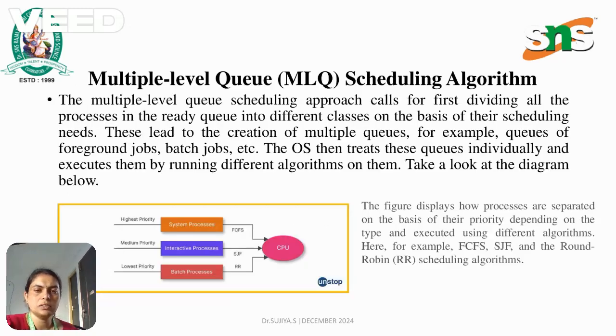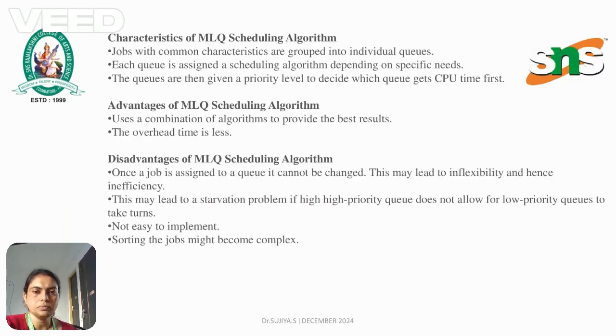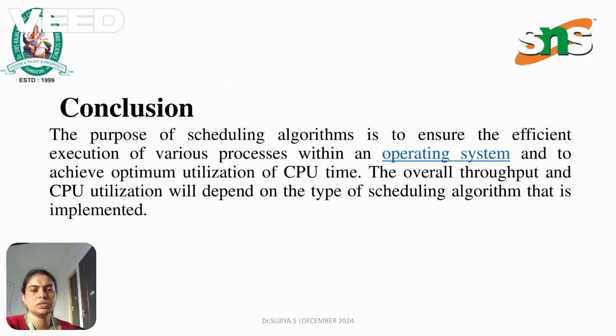Next is the multiple level queue scheduling algorithm, which first divides all the processes in the ready queue into different classes on the basis of their scheduling needs. It creates multiple queues, and then finally it starts execution. The purpose of a scheduling algorithm is to ensure efficient execution of various processes within an operating system, and to achieve optimal utilization of CPU time and overall throughput. The CPU utilization will depend on the type of scheduling algorithm that has been implemented.